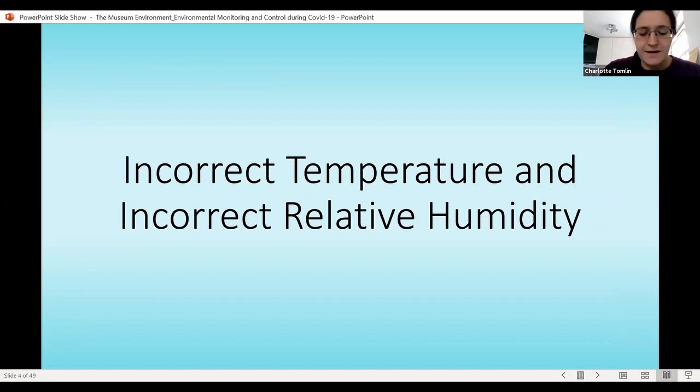So what do we mean by incorrect temperature and relative humidity for museum objects? Before addressing this question, I want to make sure that we're all confident understanding the term relative humidity. So forgive me if you're already familiar and confident with the meaning, whilst I briefly outline the definition for those who are new to relative humidity or who would like a reminder.